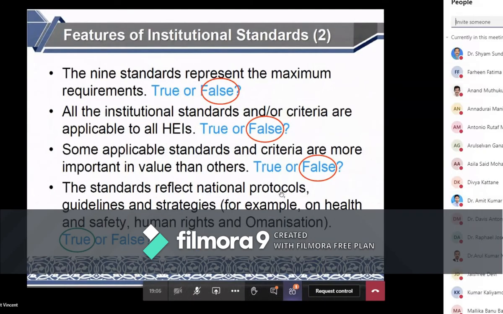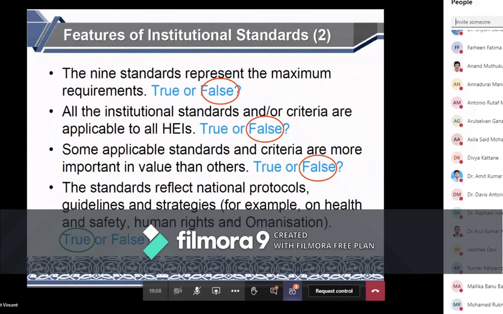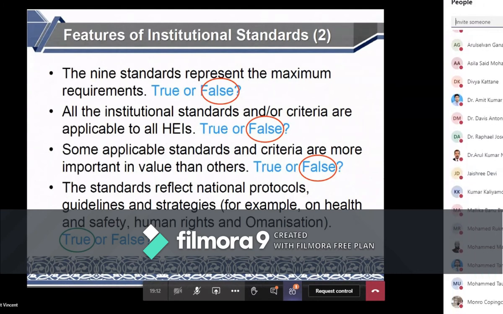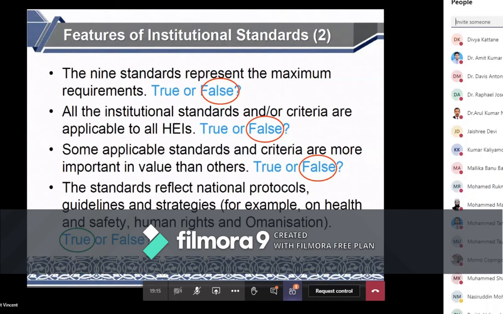The standards reflect national protocols and guidelines. Yes, we are following all the national protocols set by the Oman board.